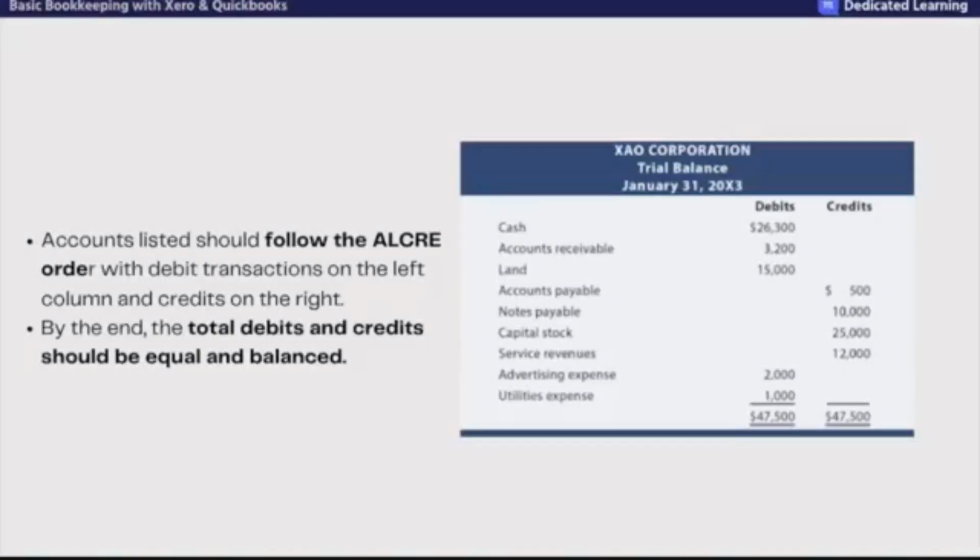On the trial balance, the accounts should appear in the ALCRE order. So here, in the example provided, you can see the cash and the accounts receivable and the land, which are your assets, and then the liabilities, which are the accounts payable and notes payable. Then you have the capital stock or equity, your service revenues, and finally the expenses, such as for advertising and utilities. So you can see here that the accounts are also ordered in the ALCRE order.